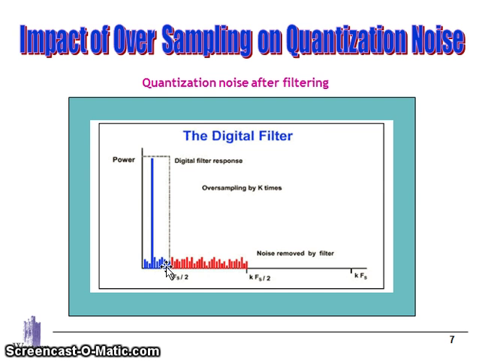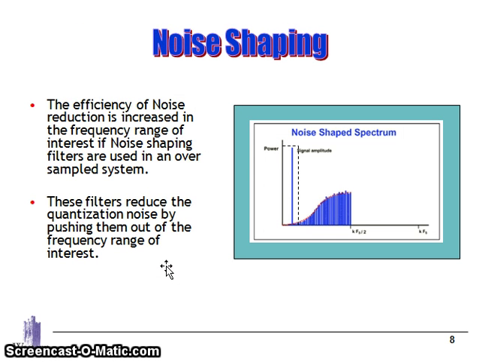To remove this noise, we do noise shaping. This is done by using a noise shaping filter, and this filter pushes the quantization noise out of the frequency of interest. Right? Okay.